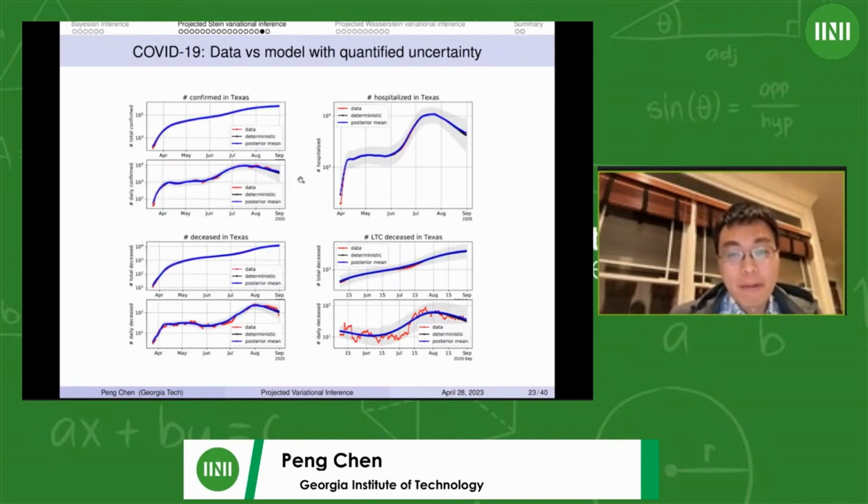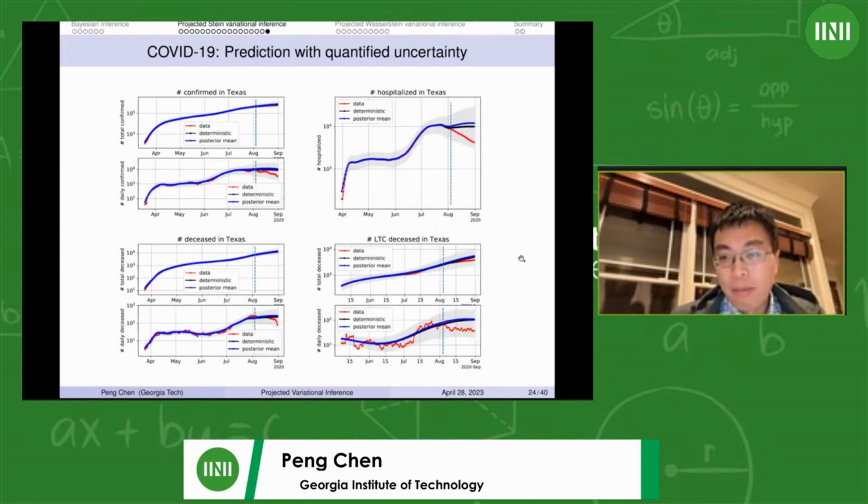And here's the data. We solved the deterministic inference problem. We can see the black dots and also the data, they line up with each other quite well. However, with our Bayesian inference, we can also cover the data. Here is quite oscillatory data with our credible interval.